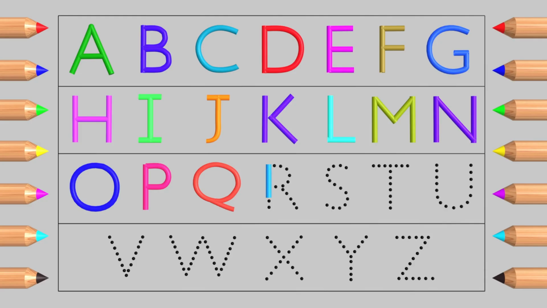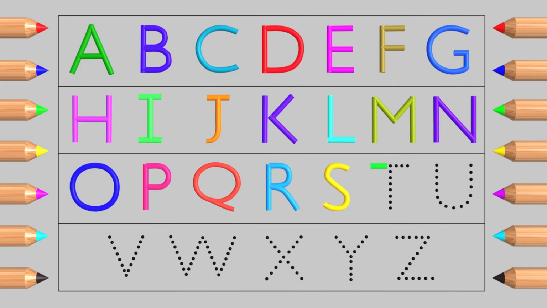R. This is uppercase R. One line down, a curve on top, and a diagonal leg. S. This is uppercase S. A smooth curve like a snake.